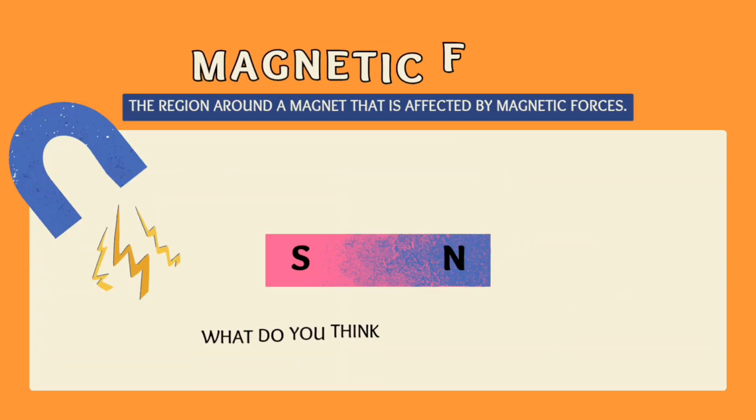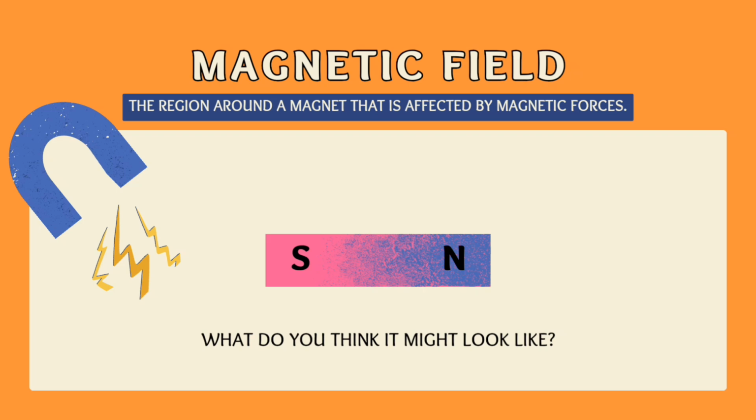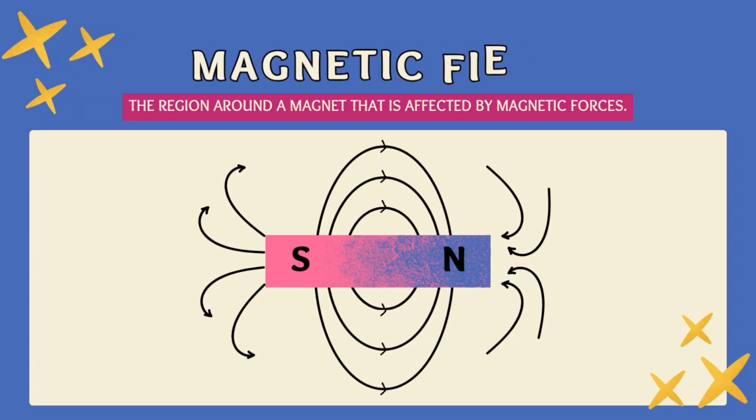Now we would study the region around a magnet that is affected by magnetic forces. What do you think it might look like? A magnet is always surrounded by magnetic field lines which are always unidirectional, because if we draw a tangent, it will give only one direction in which it is moving.